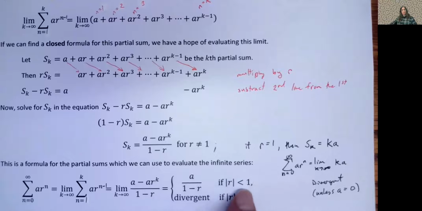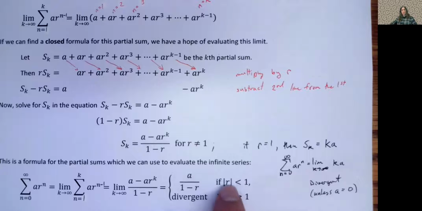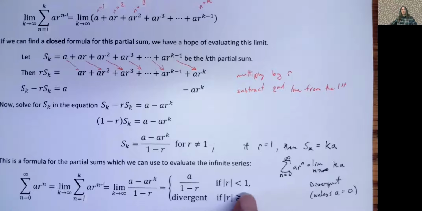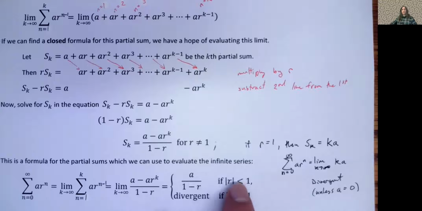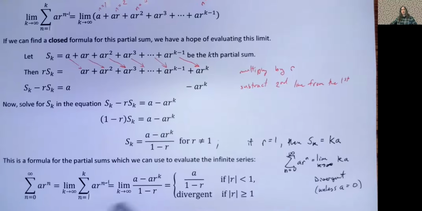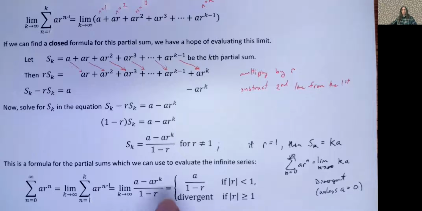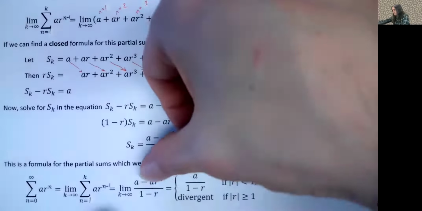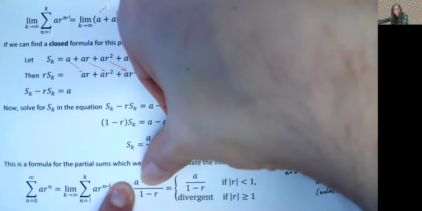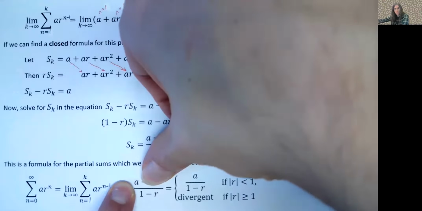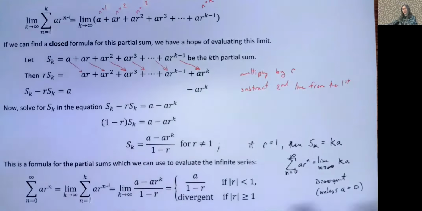And finally, that leaves us with what happens if the absolute value of R is less than 1, to let the word smaller mean closer to 0. And this limit then becomes, well, this term goes to 0. And so we're left with A over 1 minus R. Okay, so like I said, this is the last series that we're going to be able to sum by actually finding a formula for the partial sums.